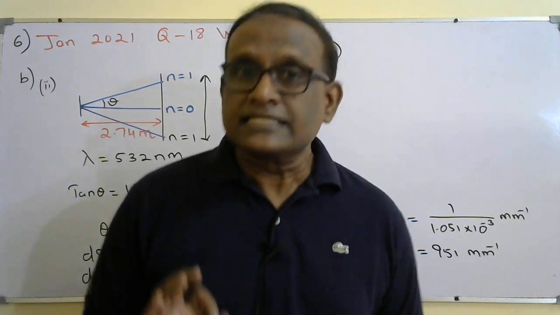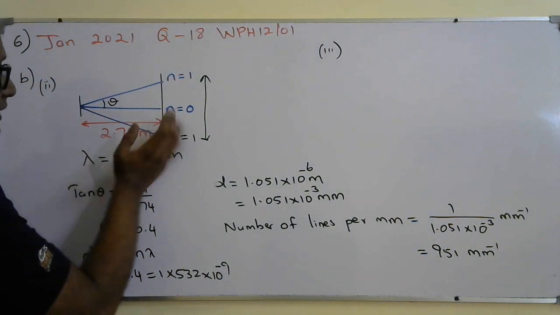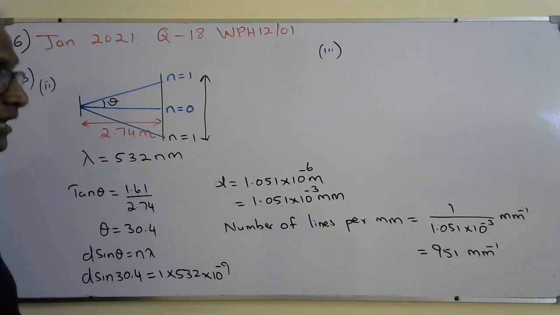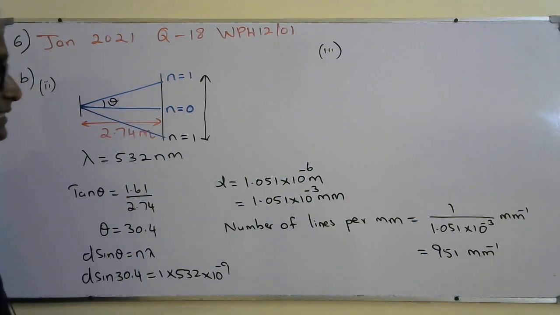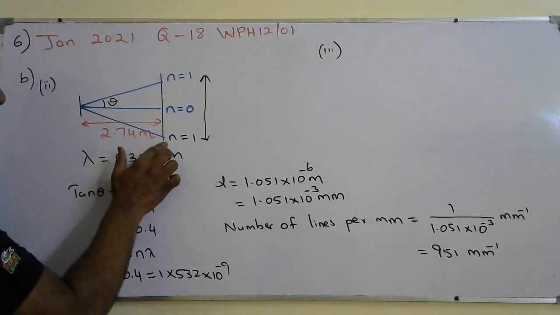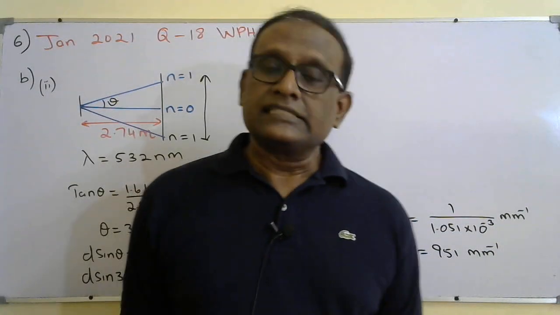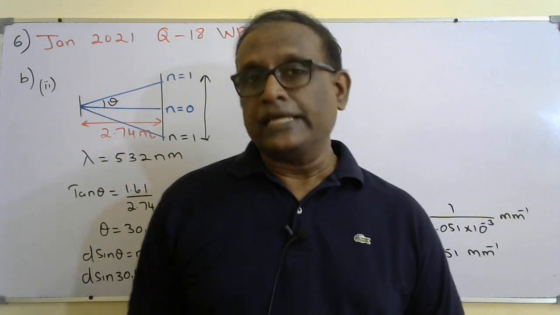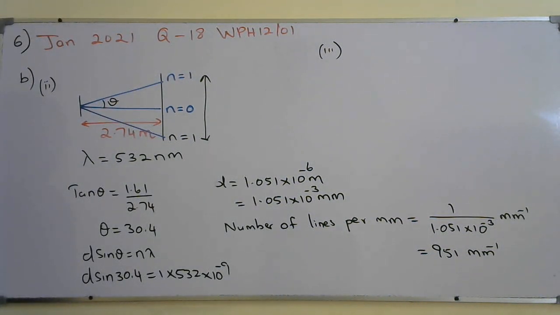The second answer: increase the distance of the screen from the grating. By increasing the distance of the screen from the grating, there also you can reduce the percentage uncertainty in the measurement. So the second answer you should say, increase the distance of the screen from the grating. There also the percentage uncertainty of the measurement could be reduced. So those are the two answers for that question.